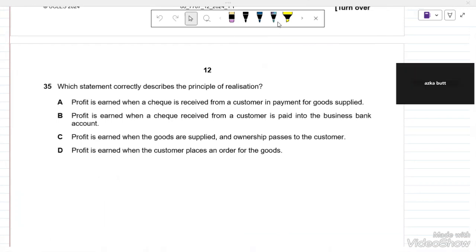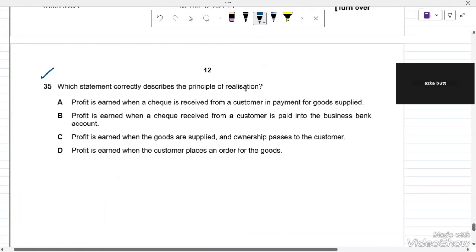Okay. So the first question is question number 35, basically. Which statement correctly describes the principle of realization? So we know that the principle of realization states that profit is recognized at the point when goods or services are delivered and control or ownership is transferred to the consumer. So according to this, now let's read the choices.